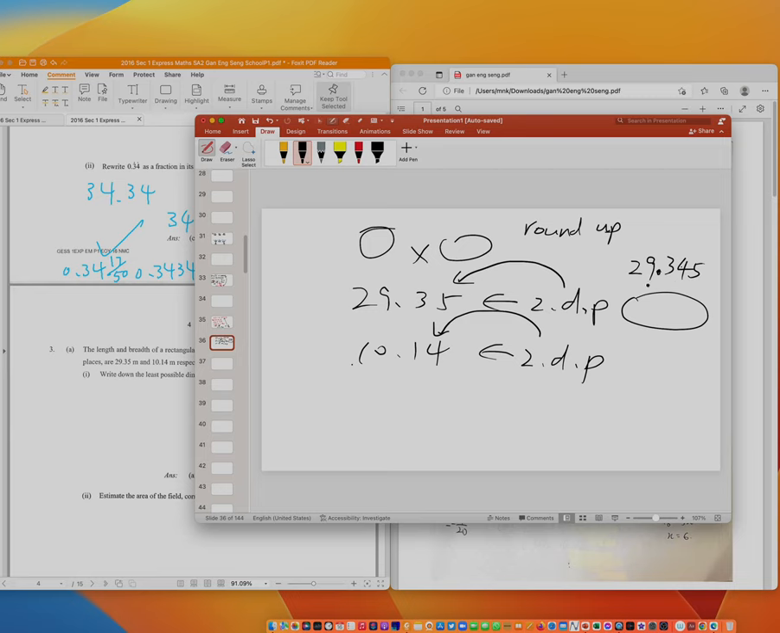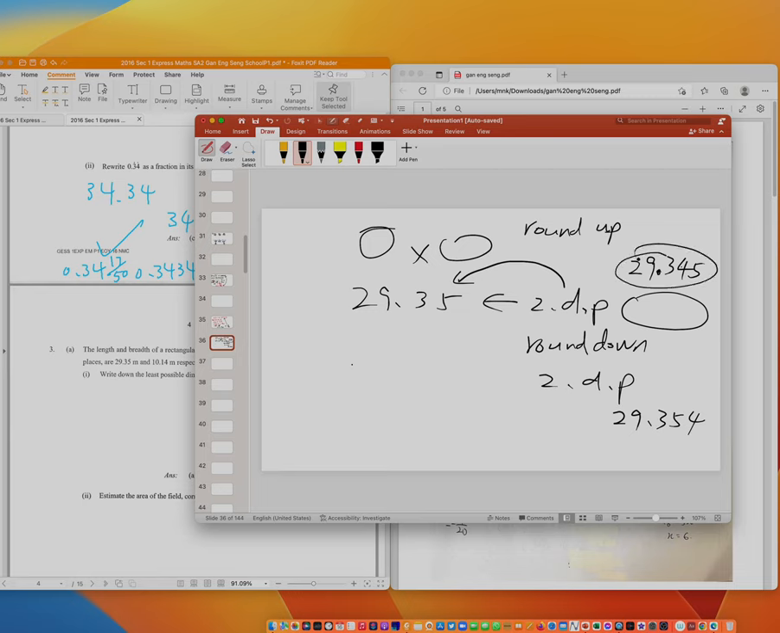If you round down, to two decimal places it will be 29.34. So which one overestimates? Now you want the least possible, so you want the smallest possible. So you want the bigger number or the smaller number? Smaller. So basically you pick this one as the length. Of course, use the same technique for the 10.14, then you get another number.